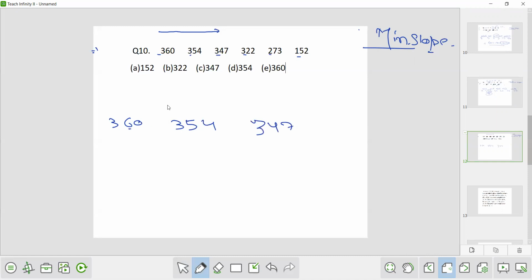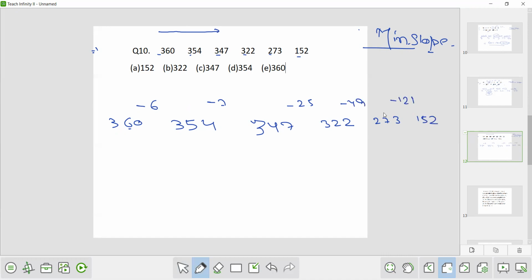360 and 354, this is minus 6. Then 354 and 347, this is minus 7. Then 347 and 322, this is minus 25. Okay, then 322 and 273, this is minus 49. Then 273 and 152, this is minus 121.